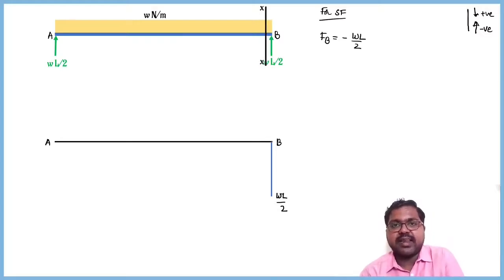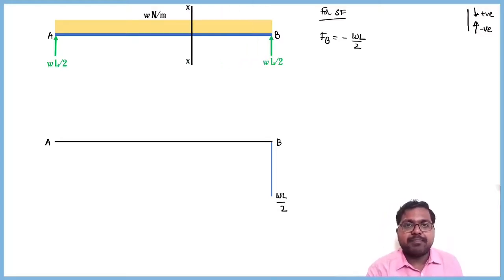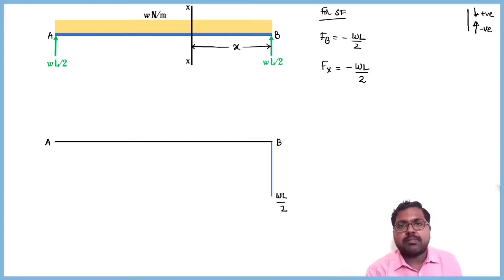Then if I consider any section between A and B, at a distance of X, to get the generalized equation I am going to calculate the shear force at X, which will be equal to minus WL by 2, that is from the right hand support reaction at B, and we have W Newton per meter load. So W Newton per meter load is acting downwards, which is equal to plus W into X, where X is the distance.